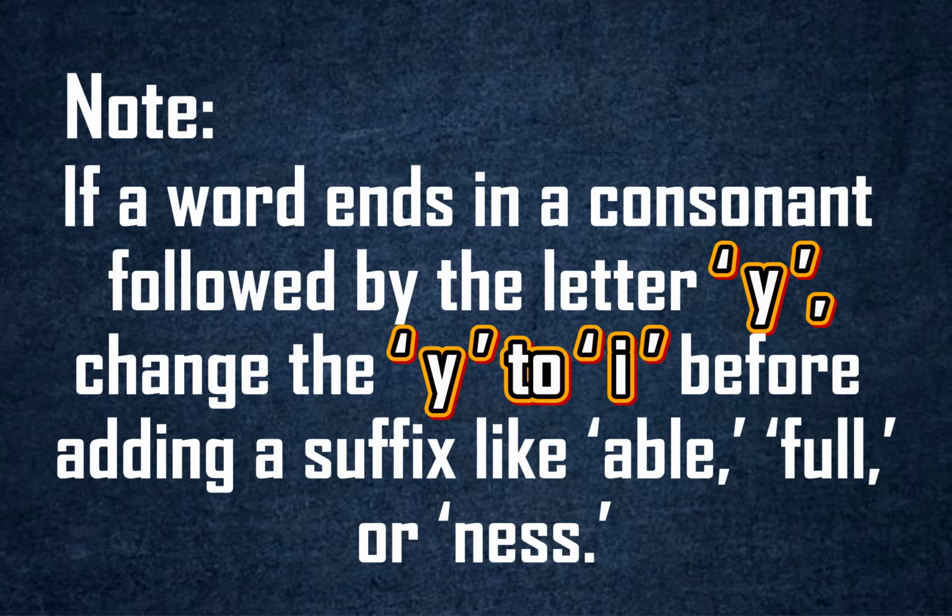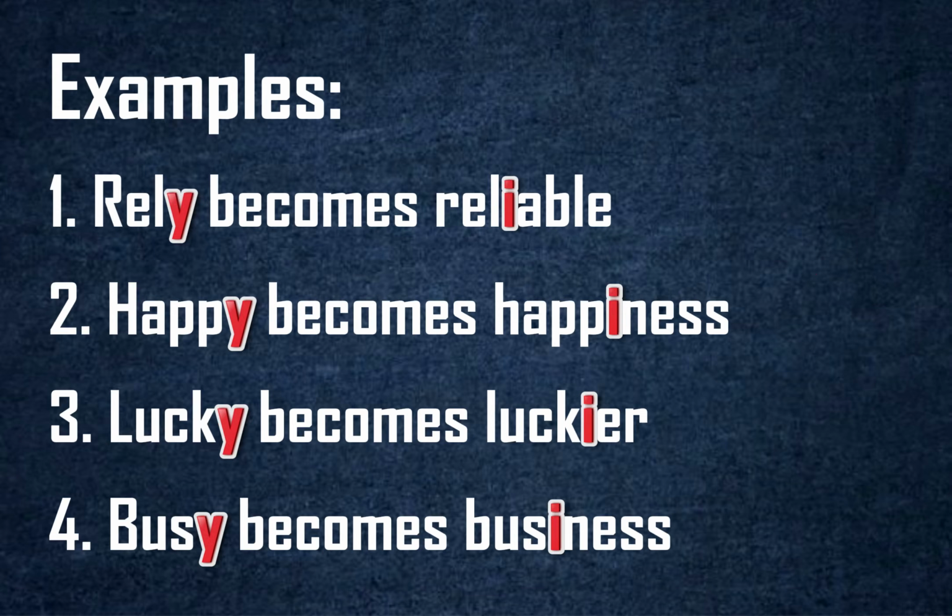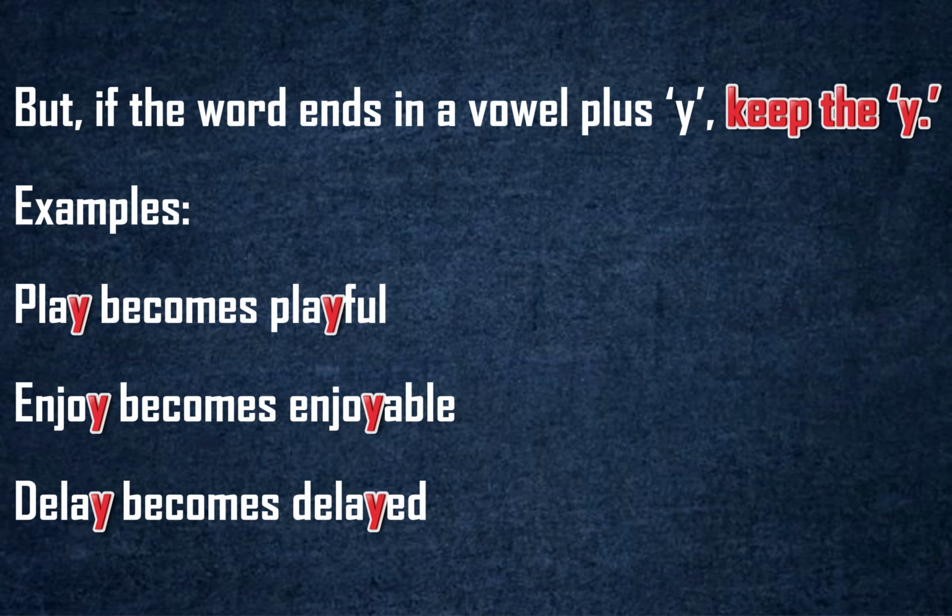Here's an important spelling rule to remember when adding suffixes. If a word ends in a consonant followed by the letter Y, change the Y to I before adding a suffix like able, ful, or ness. Let's see some examples. But if the word ends in a vowel plus Y, keep the Y. Examples.